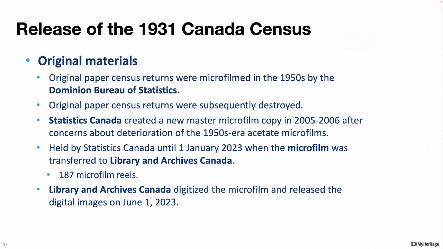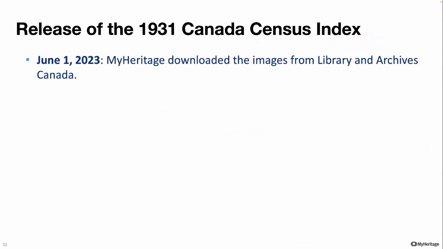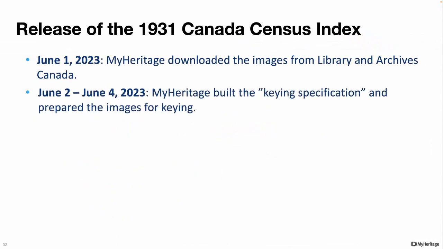So that's just about 104 days ago, something like that, is when the images were published or were available for partners such as ourselves to download. There are just over 230,000 digital images. So on June 1st, we downloaded the images from Library and Archives Canada. The next 2 to 3 days, we spent building what we call the King specification and preparing the images for King. The images actually came to us as a number of very large compressed zip files. Some of these zip files took hours to decompress just on their own.